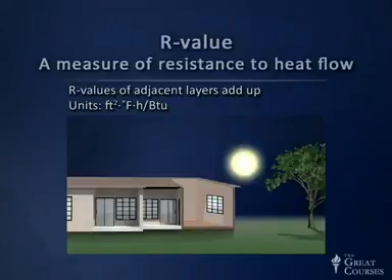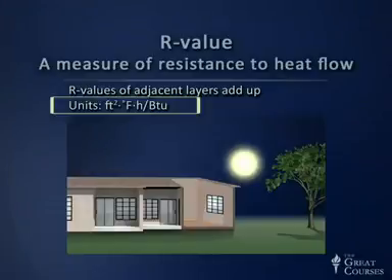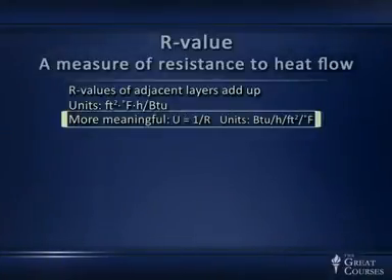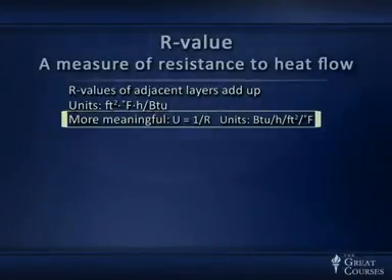Its units in the English system that we use in this country, in the United States, are feet squared times degrees Fahrenheit times hours per BTU. Wow, that's a mouthful. What's a BTU? It's a British thermal unit. It's a unit of energy. It happens to be the energy required to raise a pound of water by 1 degree Fahrenheit. More importantly, it's about 1,000 joules, about a kilojoule, 1054 joules. It's just another unit of energy. More meaningful is the inverse. It's called U. It's not conductivity, but it's a kind of thermal conductance. It's 1 over the R value, and its units are BTUs per hour, per square foot, per degree Fahrenheit.